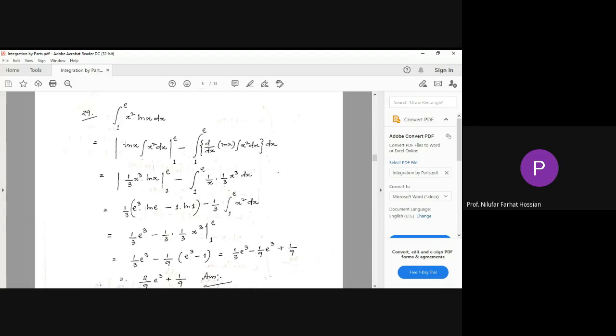You forget to put this limit for this ln x. You just write like this: ln x into integral 1 up to e x squared dx.